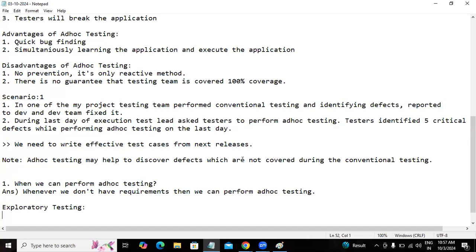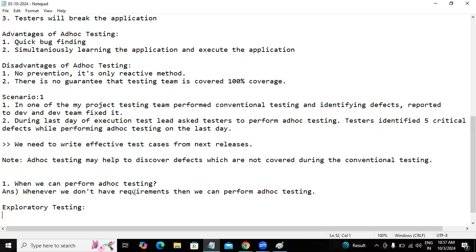Like knowing something. So explore means nothing but we can simply call it exploring the application. If there is an application I'm giving to you, you need to explore the application. How are we going to explore? If I click on one button, where is the page redirecting? What fields are there? What links are there? If I click on that link, where is the link redirecting?